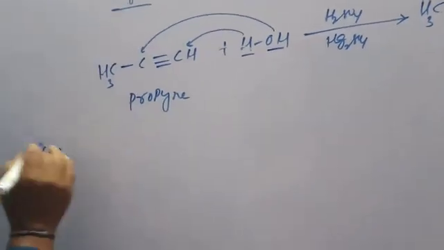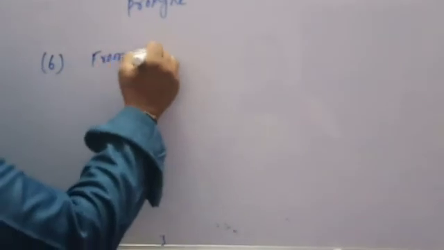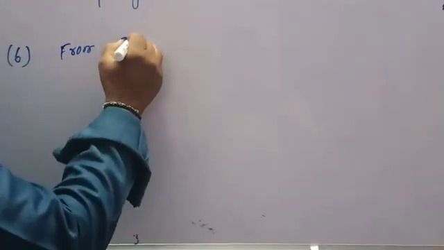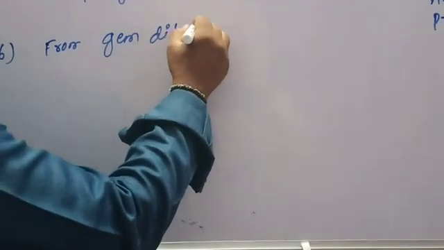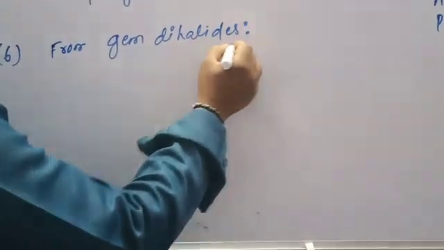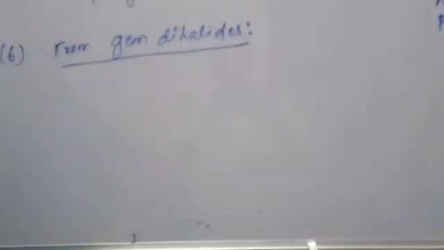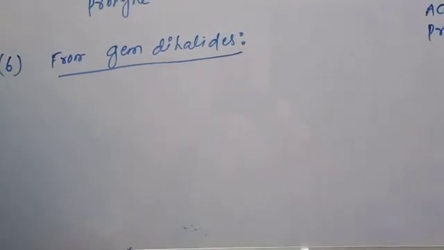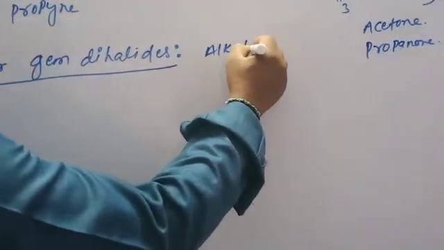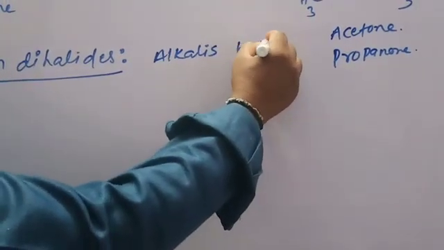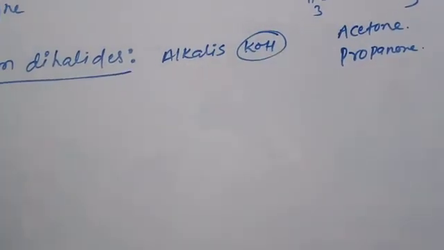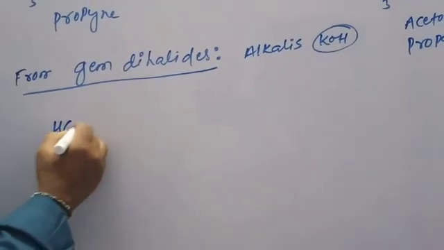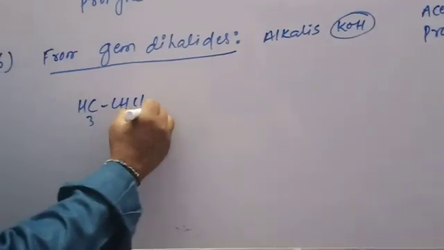So then next, the sixth one is from gem dihalides. Gem dihalides means two halogens are present on the same carbon. It is called gem dihalides. Actually, these reactions undergo in the presence of alkalis. Alkalis means bases. Best alkali is KOH. So then it is explained with one suitable example: CH3CHCl2.